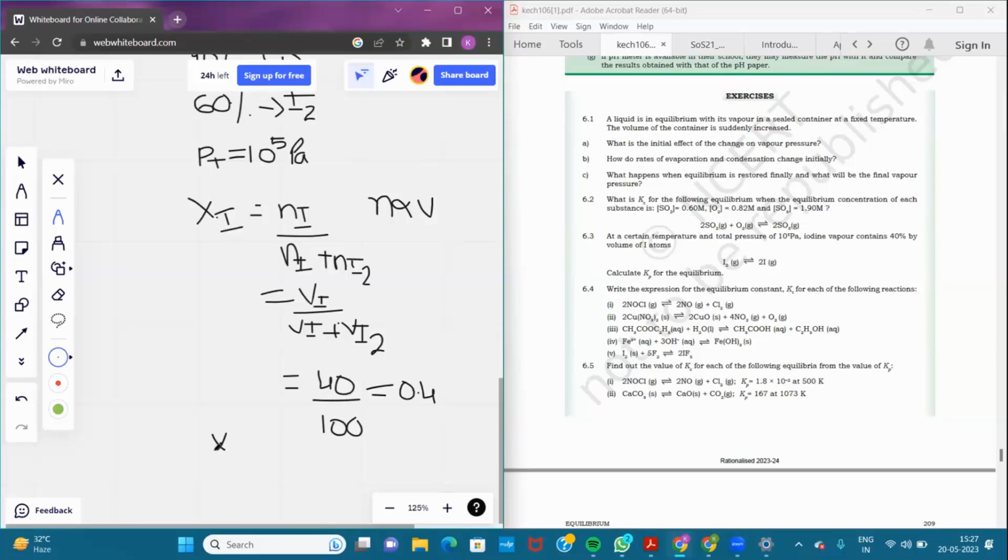Mole fraction of I2 would be, we can either write it in terms of volume or in terms of mole fraction of I. As only two components were present, we can directly write it as 1 minus mole fraction of iodine atoms. This would be 0.6.